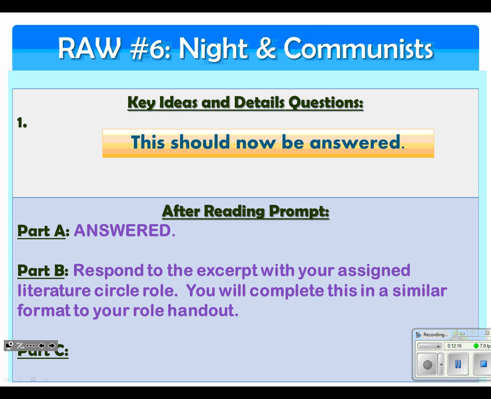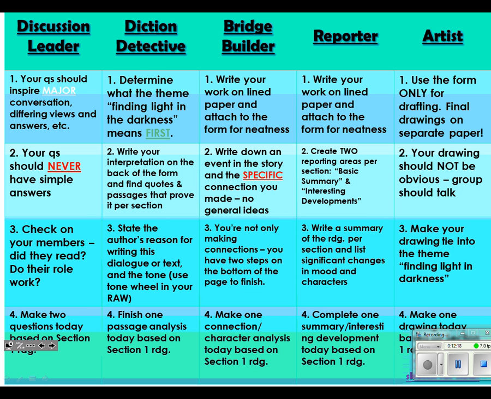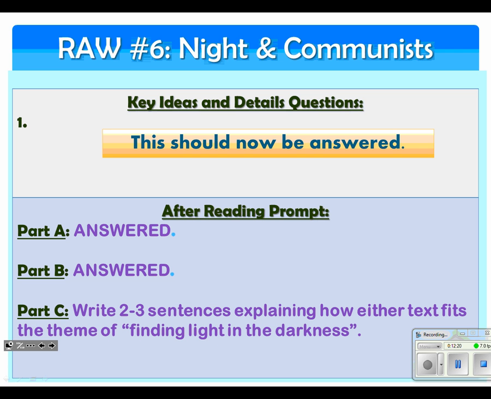So if you're ready for part C, because it looks like a handful of you aren't, part C is asking you to write about 2 to 3 sentences, so nothing super long or exaggerated. Explain how either text really fits into that theme of finding light in the darkness. You can choose one. If you want to discuss both, you can. But how does that idea of finding good in a bad situation, light in the darkness, fit into the text?